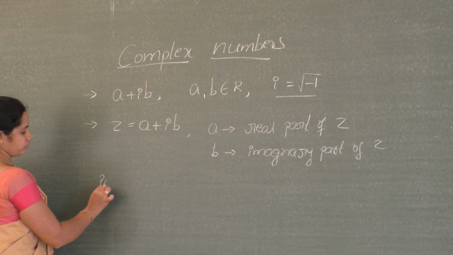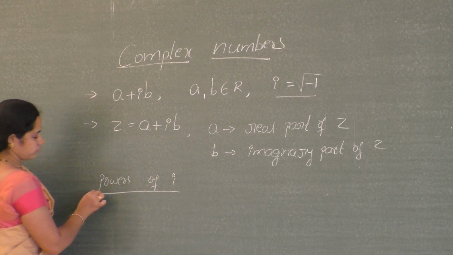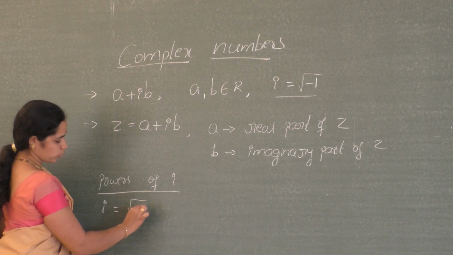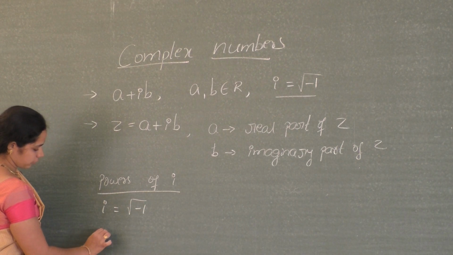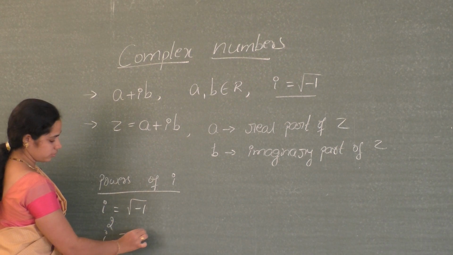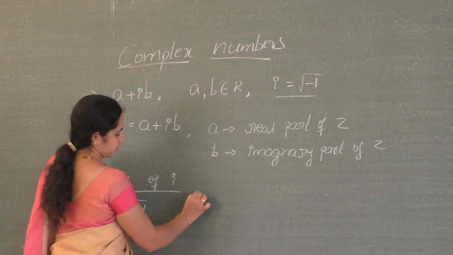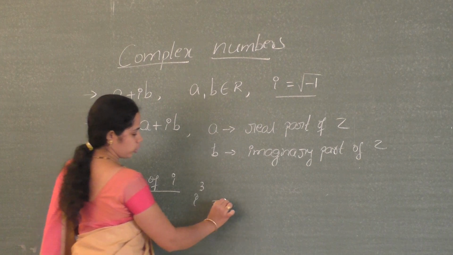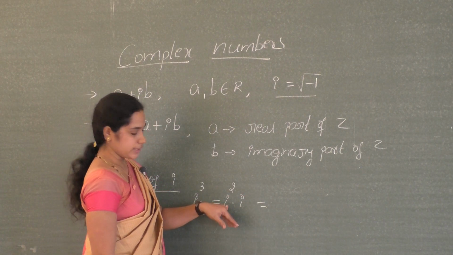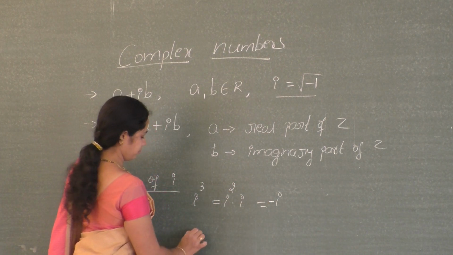Now let us see powers of i. We know the value of i is root of -1. What is i square? i square is equal to root of -1 whole square, that is -1. Next one is i cube. i cube can be written as i square into i. i square is -1, and -1 into i is minus i.